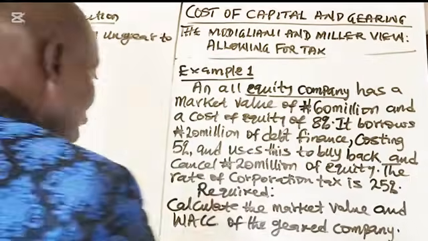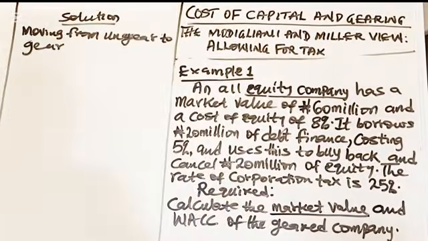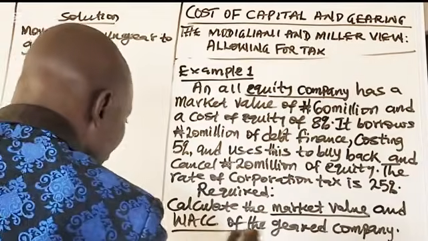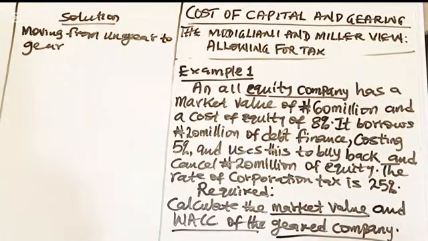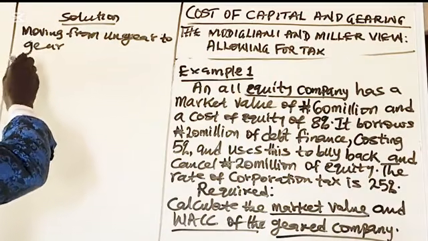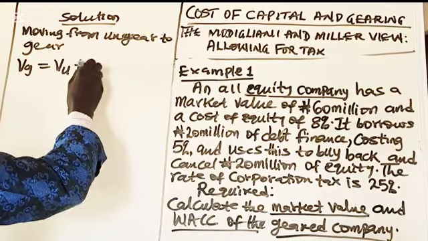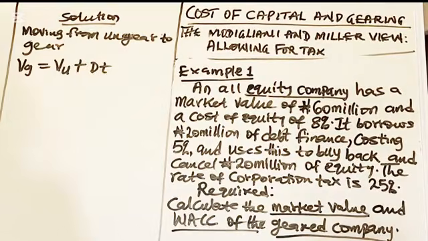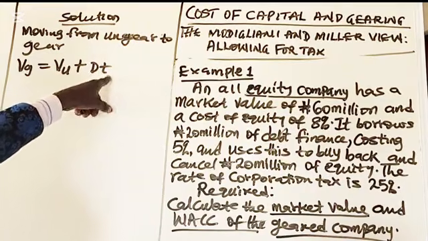And you have to calculate the market value and WACC of the companies. Two things are required: the market value of a geared company and WACC of a geared company. And the formula I gave you: value of geared company equals value of an ungeared company plus DT. I've told you that VG stands for the market value of a geared company, while value of ungeared company is VU, D is the market value of debt, and T is the tax rate.